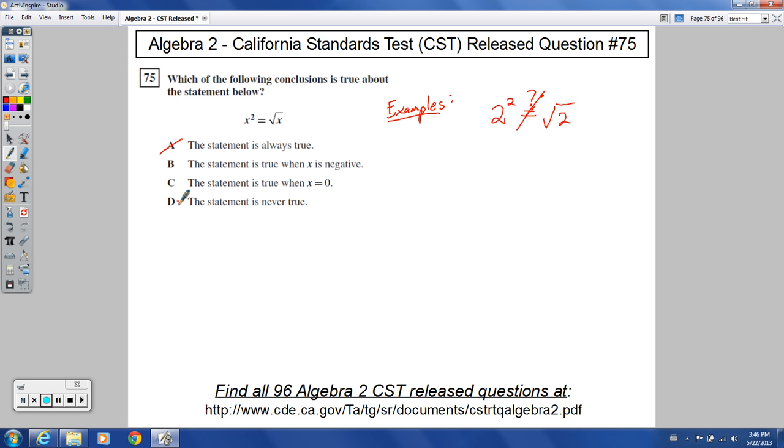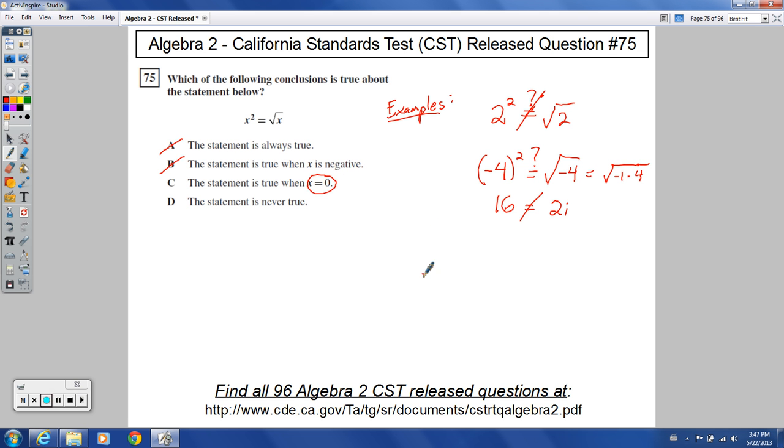Is the statement never true? Well, we haven't gotten to that point yet. The statement is true when it's negative? Well, let's try it out. Let's see what happens. If we plug in a negative value, let's go with -4, and we square that. Is that equal to the square root of that value, -4? This would be 16. Is that equal to, remember, the square root of -4 is the same thing as the square root of -1 times 4, which you could write as 2i. Is this equal to that? Definitely not. So is this true when x is negative? No.